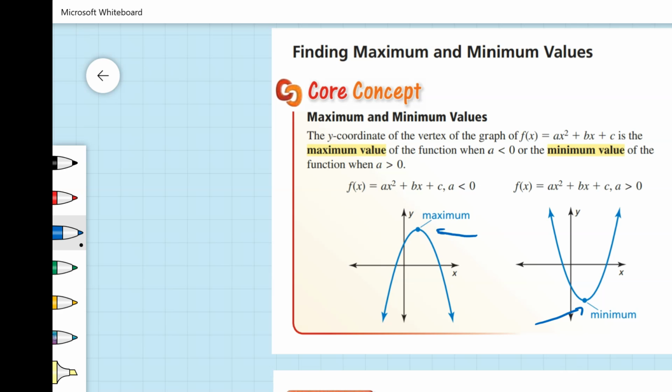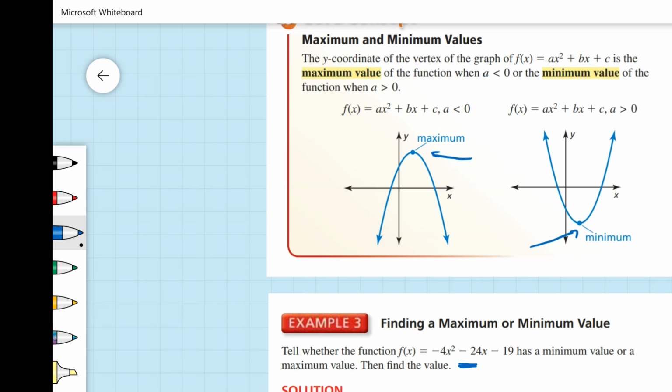And once again, we can substitute that into our function to find the y-coordinate of the vertex. So negative 4 times negative 3 squared minus 24 times negative 3 minus 19. So that's negative 4 times 9, which is negative 36, minus 72, minus 19, and we get a total of negative 127. So that means our vertex would be at the point negative 3, negative 127.